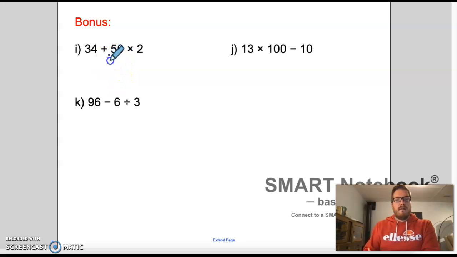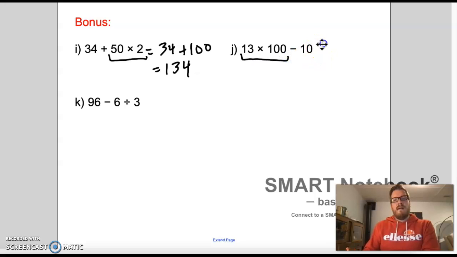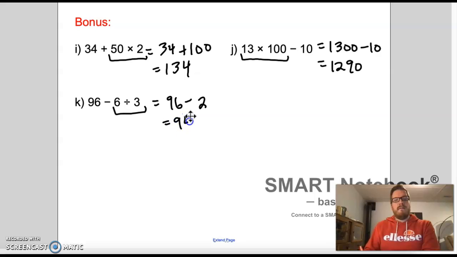But over here, you would have to do this one first, so that ends up being 34 plus 100, which is just 134. This one I do this first, so that becomes 1300 minus 10, which is 1290. And then this has to get done first, so that becomes 96 minus 2, which equals 94. Again, brackets always get done first, then you do multiplication and division, then you do addition and subtraction, again from left to right.